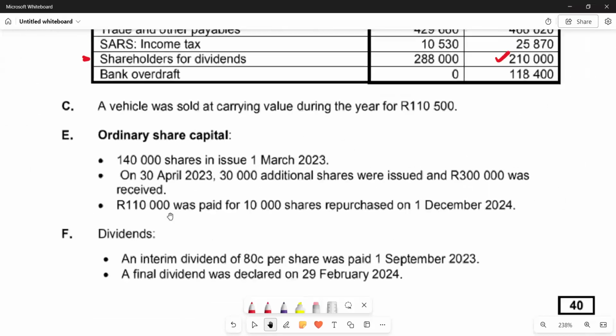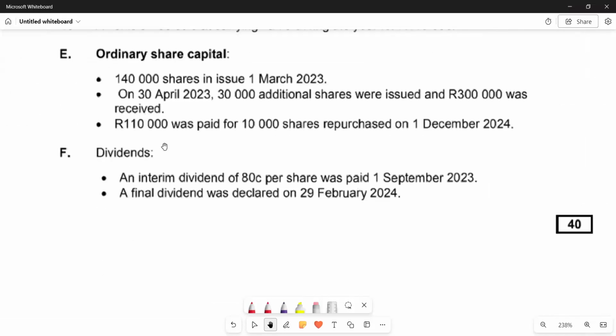But we are told, where they are saying dividends, that an interim dividend of 80 cents per share was paid. So the interim dividend is the one that we are going to calculate. To get the total dividends, you can bring down the formula again, total dividends.